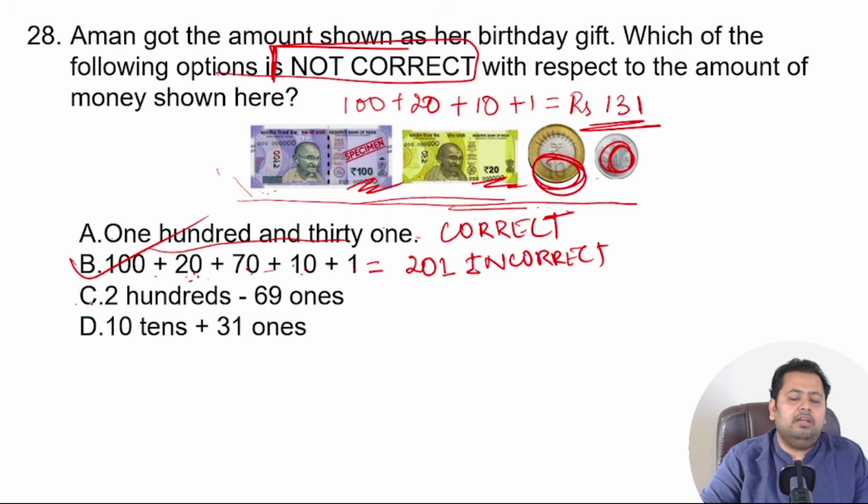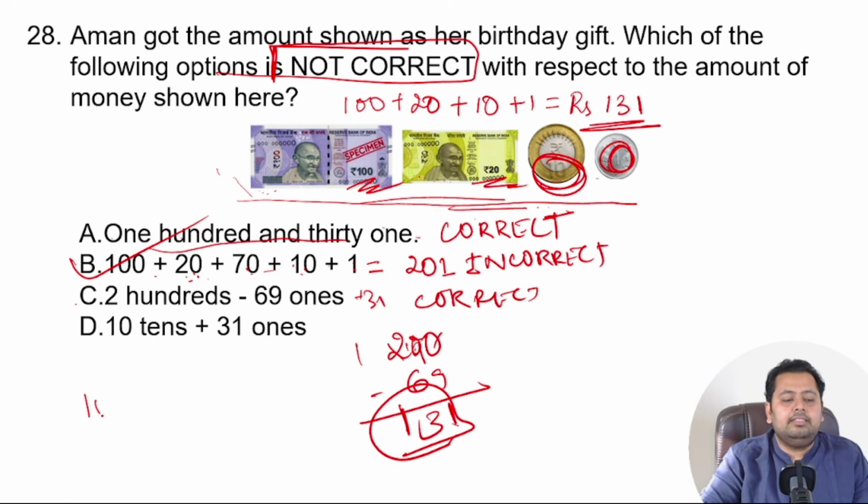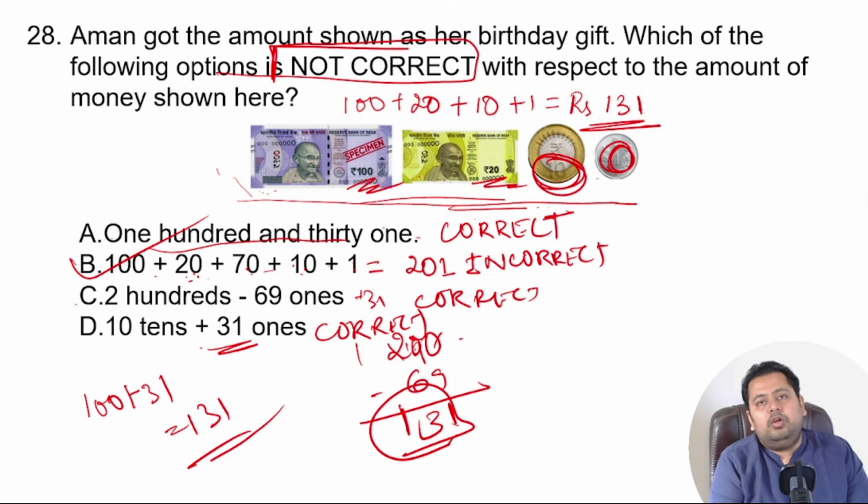Let's just solve the other options as well. Option C is 200 minus 69. If you see here, you carry over from here, so this becomes 10. 10 minus 9 is 1. Again, this becomes 9. 9 minus 6 is 3, and this becomes 1. So this is 131, also equal to 131. So this is correct. And 10 tens is nothing but 100, plus 31 ones is 31. This is also 131. This is also correct, right? So option B is your correct answer.